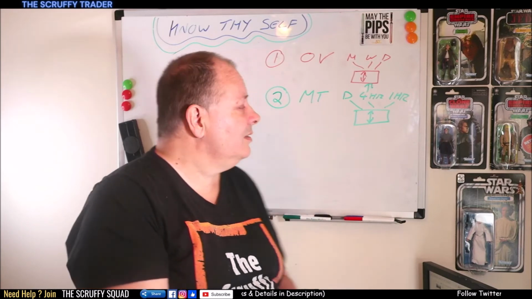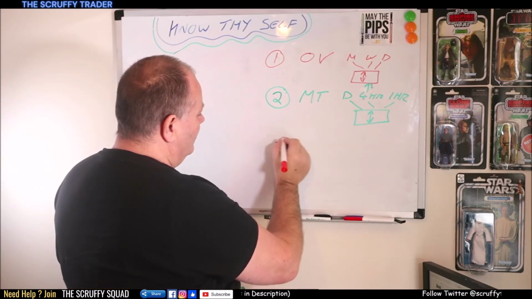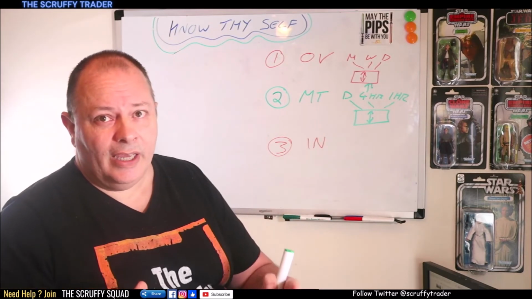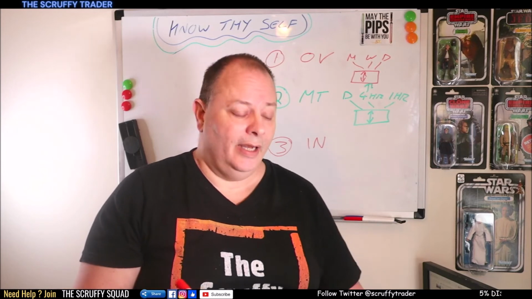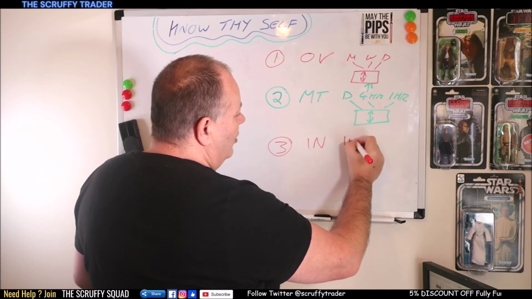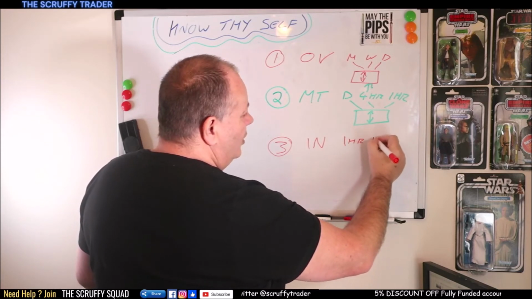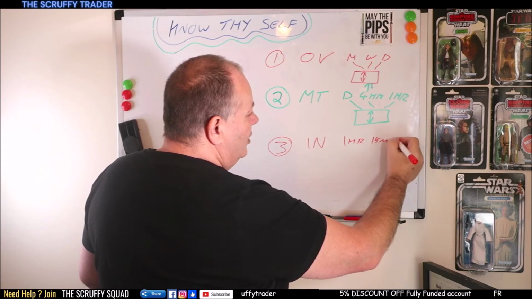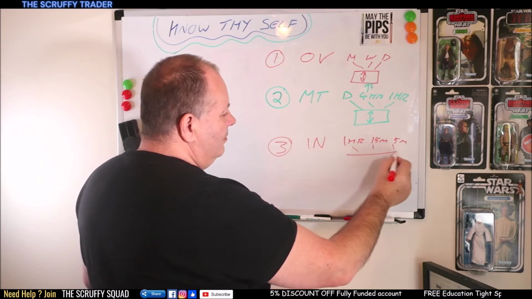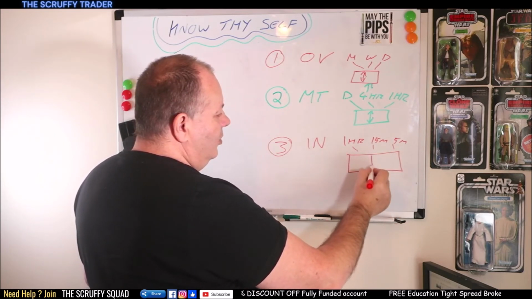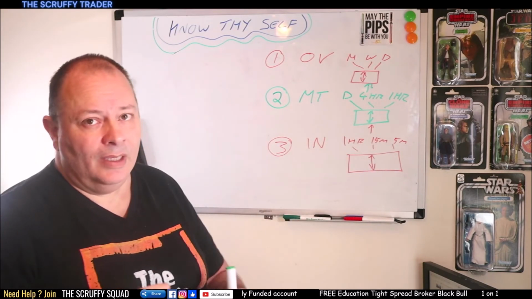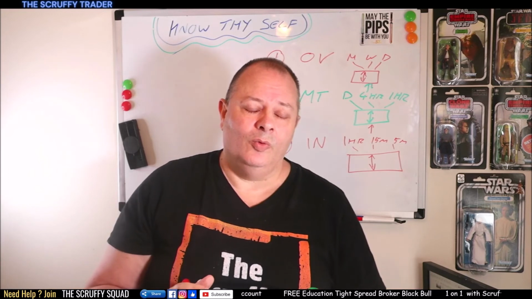And then finally, you want your in. Where do I get in? How do I get in? Why do I get in? Well, with this, you're looking at the 1 hour, the 15 min, and the 5 min. And again, you want an alignment of direction to that. And that's it. That's top down all the way.